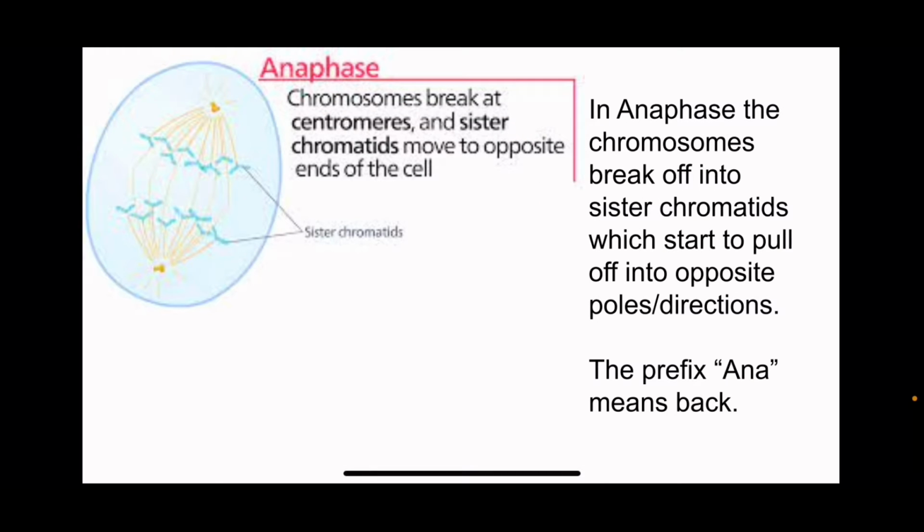And in anaphase, the chromosomes break off into sister chromatids, which start to pull off into opposite poles, or directions. The prefix ana means back, and they kind of move to the back of the cell, opposite poles. So that helps you remember. The chromosomes break into sister chromatids, which have the same DNA, and this is very important to remember when you have the two different identical cells, because this DNA is the exact same.